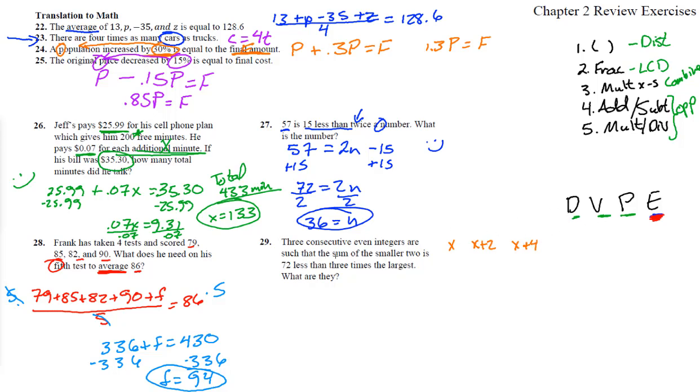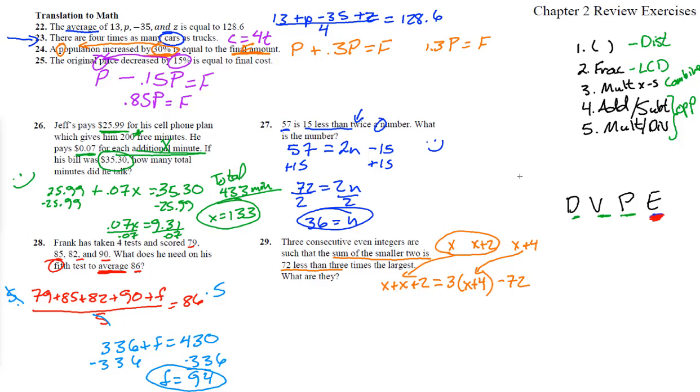This is our plan. The sum of the smaller two is, so these guys added together, x plus 2, is, that's the equal sign, 72 less than, that's minus 72 off of 3 times the largest. So there's the smallest two that sum together and 3 times the largest one. So of those 3 numbers.